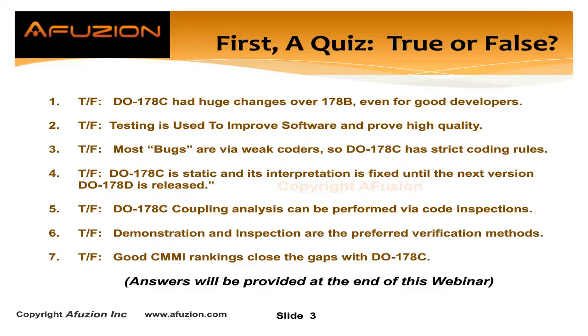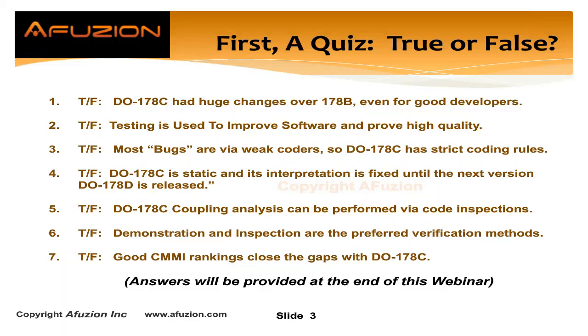DO-178C had huge changes. In fact, it was good for developers. Is that true or false? Next one. Testing is used to improve software and improve high quality. Most bugs come from weak coders, so 178C has strict coding rules. Number 4, 178C is static. It doesn't change, and its interpretation is fixed until the next version, DO-178D, is released.